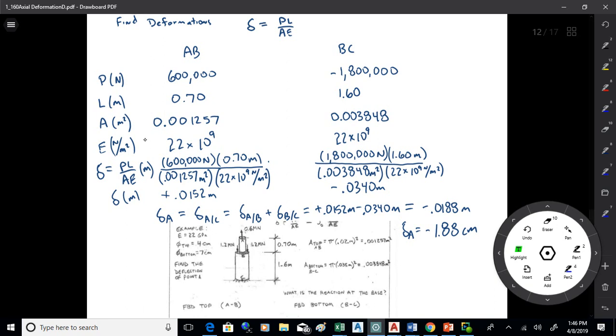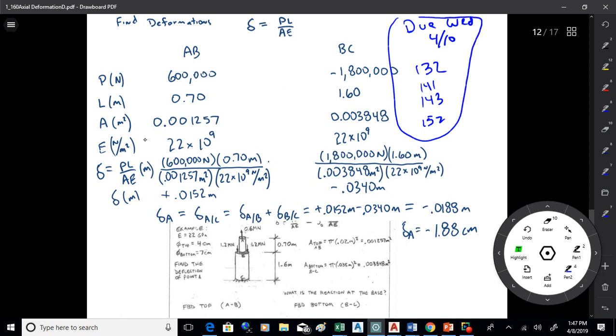All right, so on Wednesday, that'll be the 10th, I think, I'll add one more, so that'll be 152. I think I've already assigned 143 and 141, and 132. Yeah, thank you. So these are the four that are due on Wednesday. That's the new one right there. What's that? Yeah, that worksheet. If you haven't turned it in yet, you can turn it in tomorrow. That'll be okay. Yeah. Okay. All right.